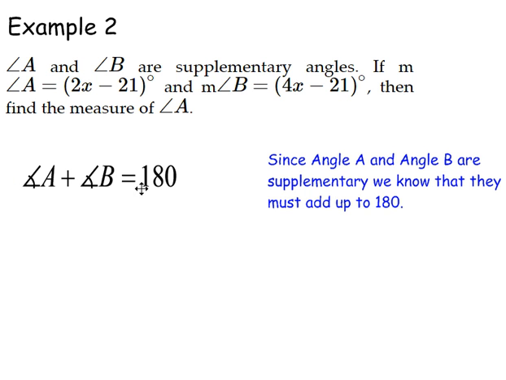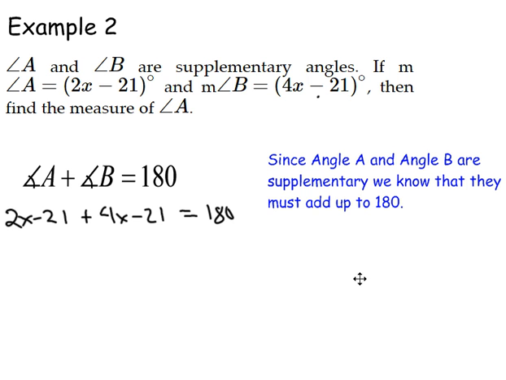Now, I could substitute for angle A here with the expression that represents angle A, and I can do the same for angle B. Substitute with the expression that represents angle B. So let's go ahead and do that. So angle A is 2x minus 21, then it says plus right here. Now substitute the expression for angle B, that's 4x minus 21. Bring down the equal sign, bring down the 180.